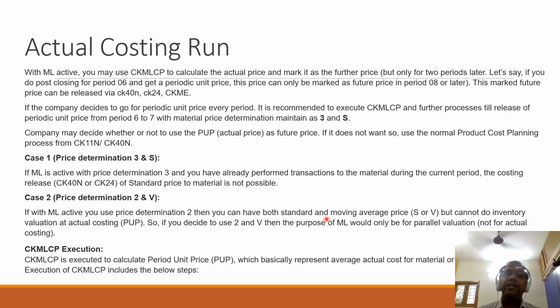If the company decides to go for a periodic unit price every period, it is recommended to execute the CK every period. The standard price is maintained as the standard price. The company may decide whether or not to use the periodic unit price as a future price. If it does not, use normal product cost planning, CK11 and CK40.